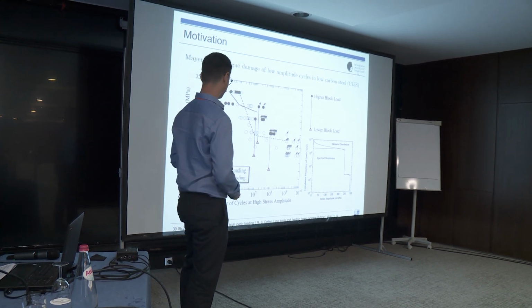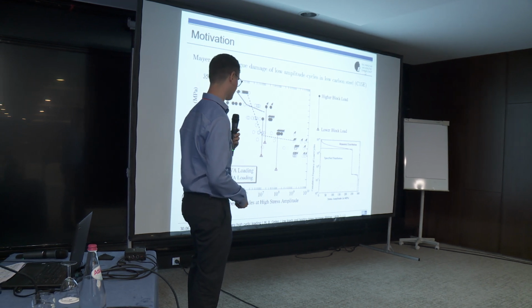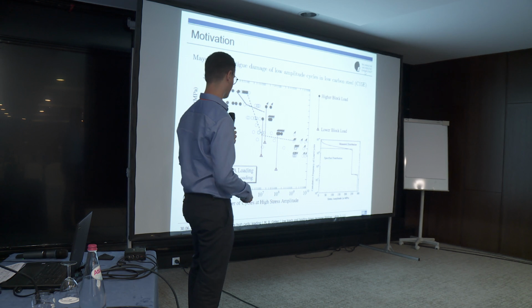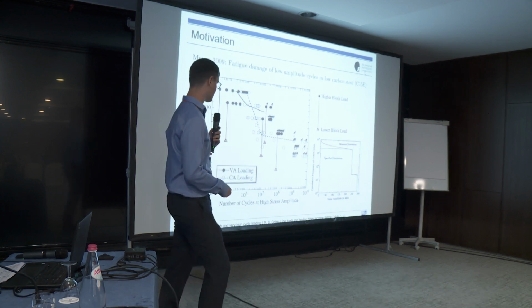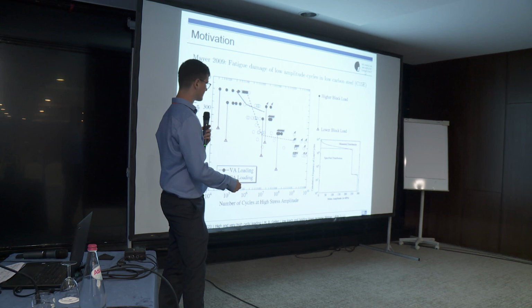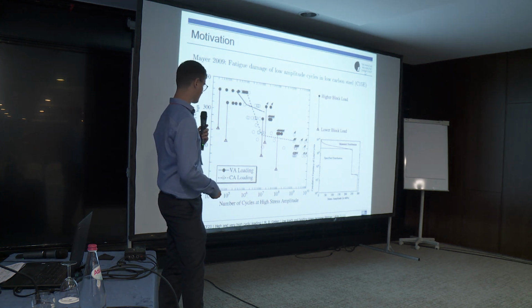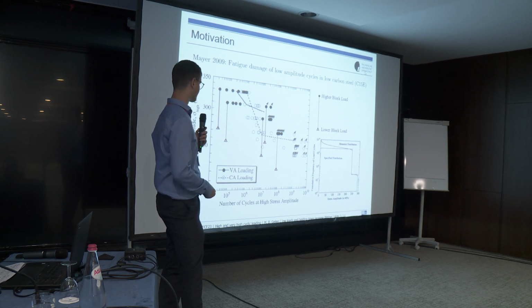We have an SN diagram, but we don't see the total number of cycles, but only the number of cycles at the high stress amplitude for the VA loading. In CA loading, that's just the same as the number of cycles overall. But in the VA loading, we have two different load steps. And since we have a factor of 100 between the number of cycles at both load steps, we have a factor of 100 between where these load steps lie and where the actual number of cycles is.